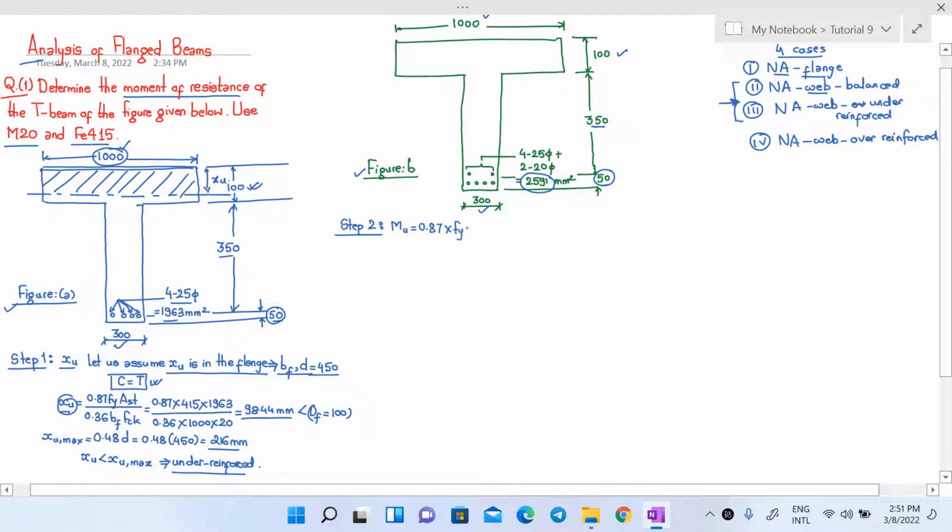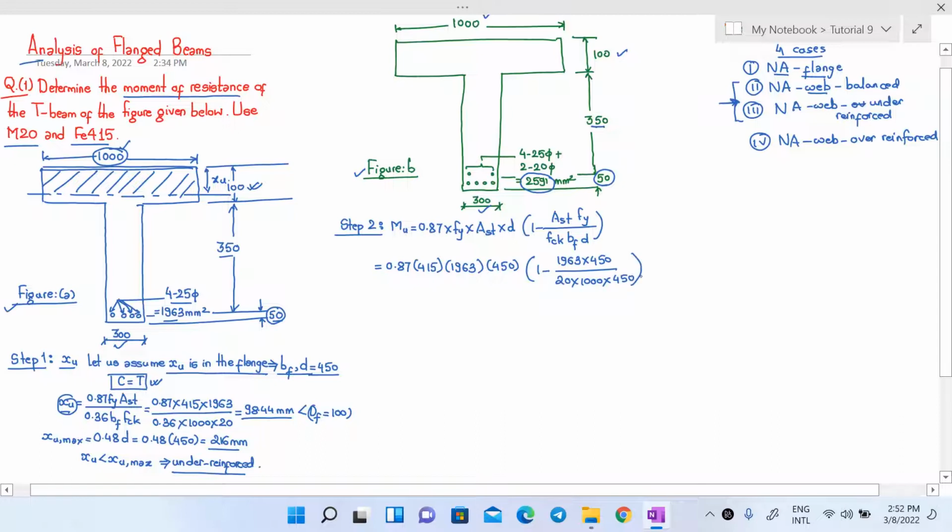0.87 Fy Ast into D, 1 minus Ast Fy over Fck Bf into D. That is 0.87 Fy is 415. Ast is given by 1963 and the value of D is 450 into 1 minus 1963 into 450. Fck is 20, Bf is 1000 and D is 450.